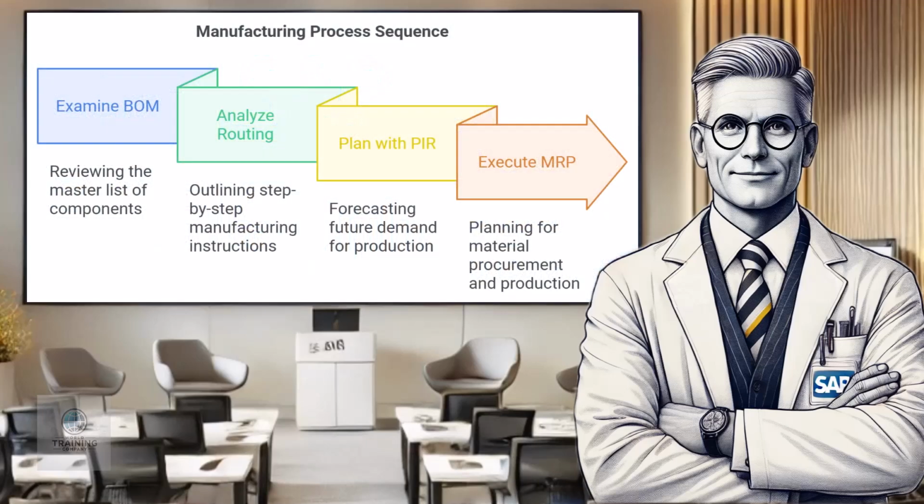We started by laying a solid foundation, diving into the bill of materials, BOM, to understand the components behind every product. Then we mapped the path forward with routing instructions, step-by-step manufacturing plans that make production seamless. With that, we prepared for the future by leveraging planned independent requirements, PIR, to forecast demand, and then through the magic of MRP, brought everything into alignment, ensuring materials and resources were ready for production. But that was just the beginning.